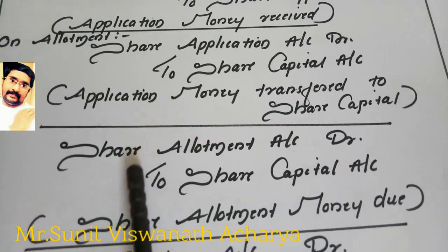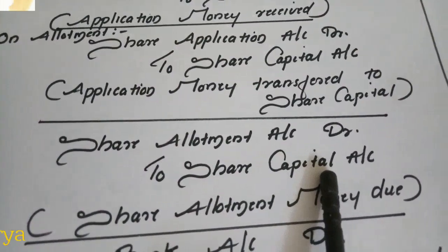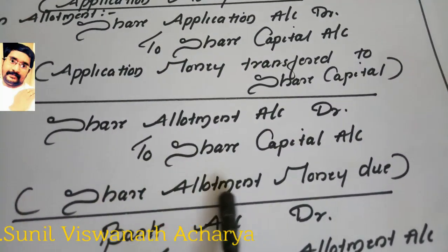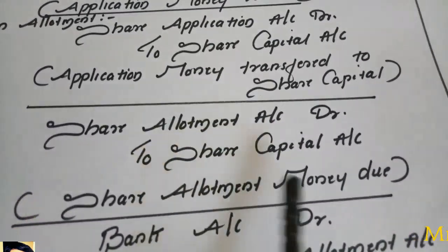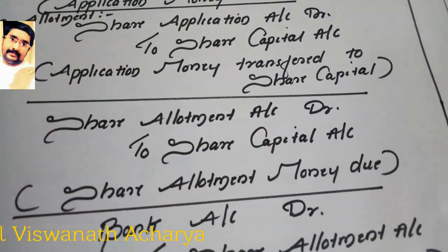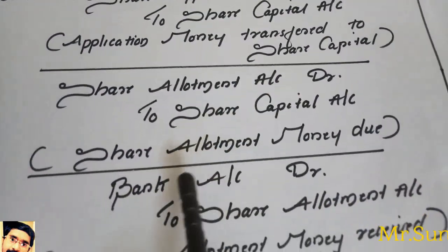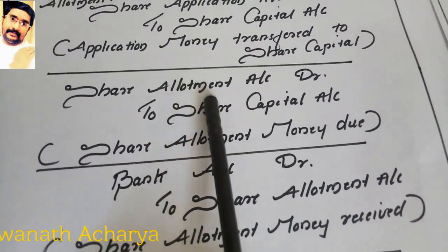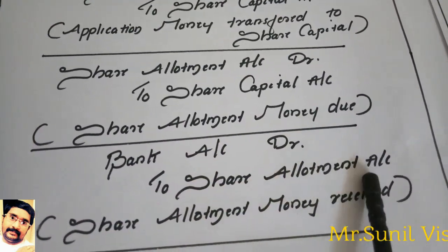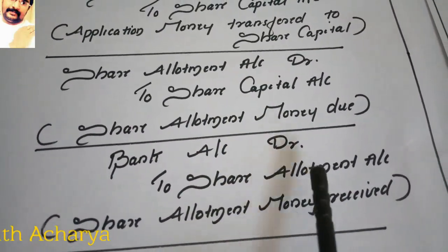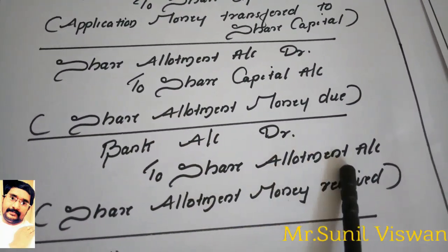Share capital account. So the first entry of share allotment will come like this: share allotment account debtor to share capital account. That means share allotment money due. So the second installment date came. On that date, this much money who has to pay? Shareholders have to pay to the company. So it is due money. After it is due, only then will we write the second entry, that is the allotment money receiving entry. Bank account debtor to share allotment, second installment we are receiving. Journal entry is bank account debtor to share allotment.